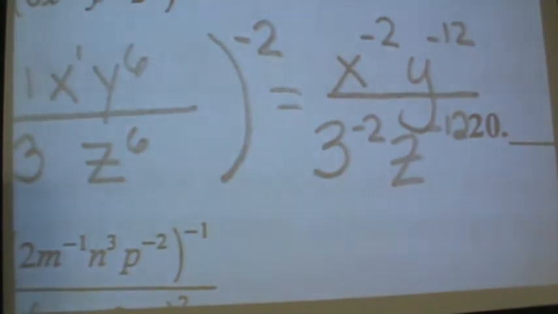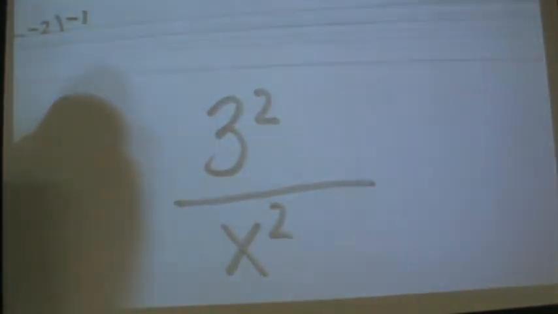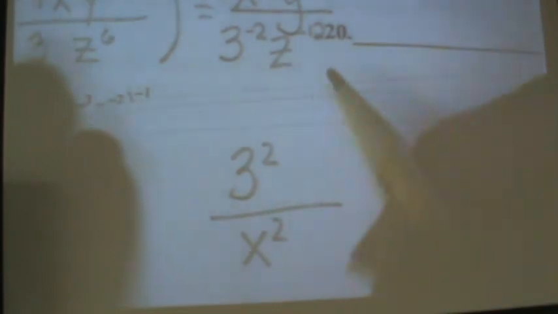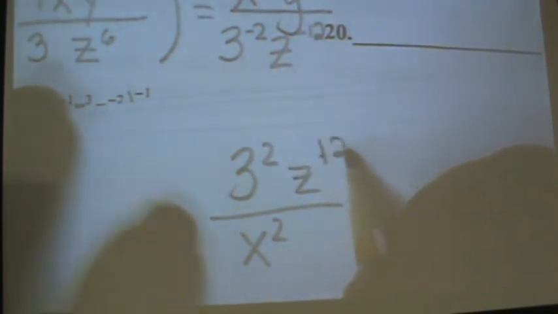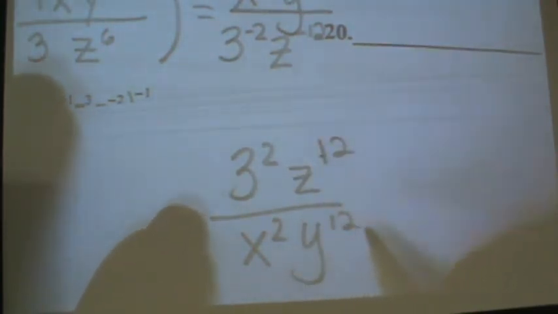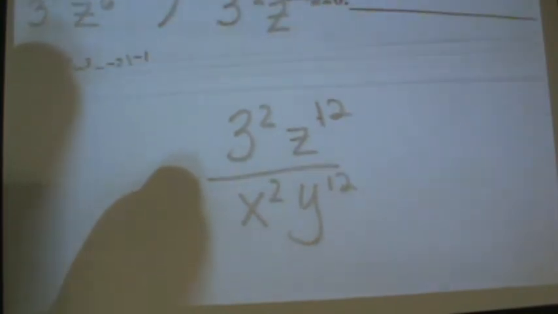So now we have to change these negative exponents to be positive. Running out of room. So what's going to change? The 3 to the -2 is going to come upstairs, 3 squared. X squared on the bottom. And we have y to the -12 and z to the -12. We're going to flip-flop these. That's your answer.